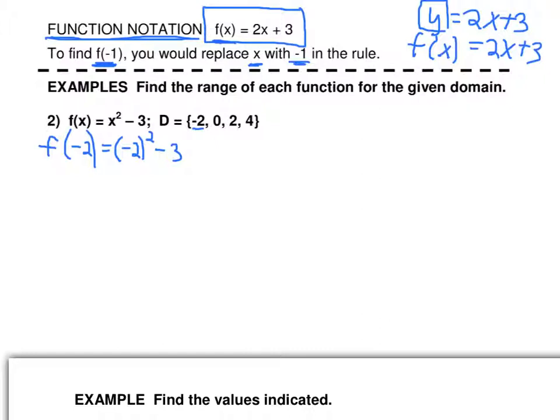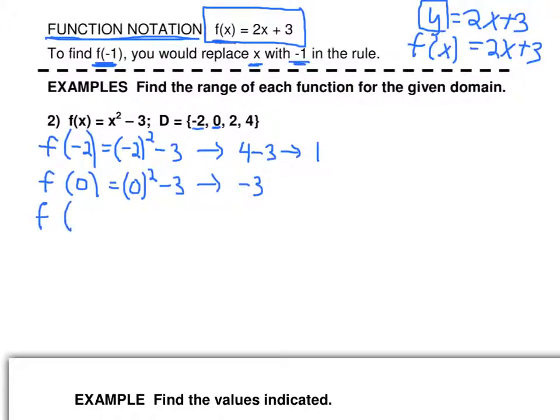So I would get negative 2 squared, which is negative 2 times negative 2 is 4, minus 3, and so I would get 1. So my first range value is 1. If I do f of 0, that's the next domain, I replace the x with 0, 0 squared minus 3, which would just give me a negative 3. And then f of 2, so I do the same thing for each of these.